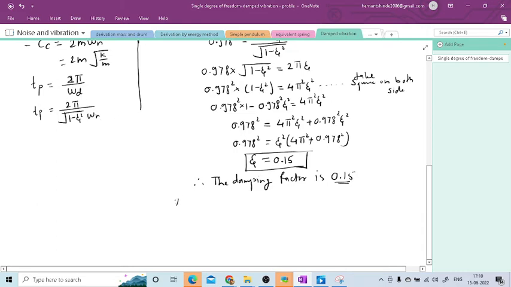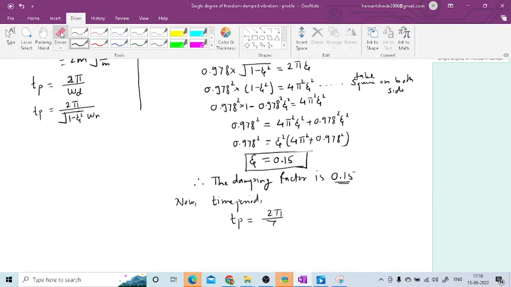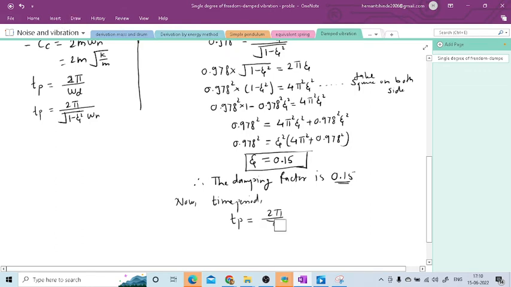So I am going to use the formula for the time period. What is the formula for time period? 2 pi by omega, but in our case the omega is omega d. Why is omega omega d?